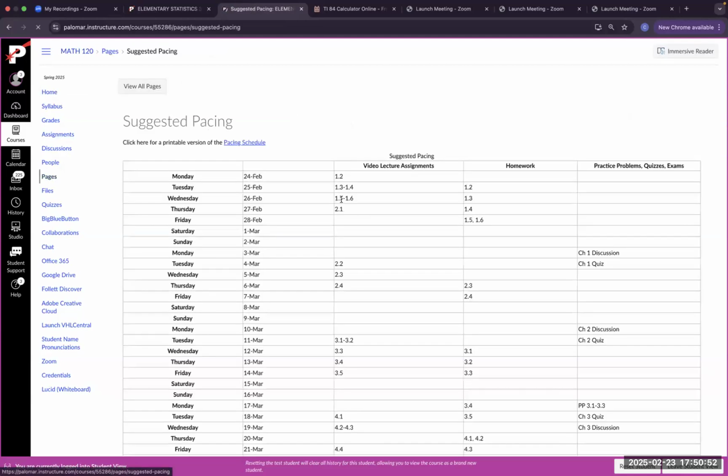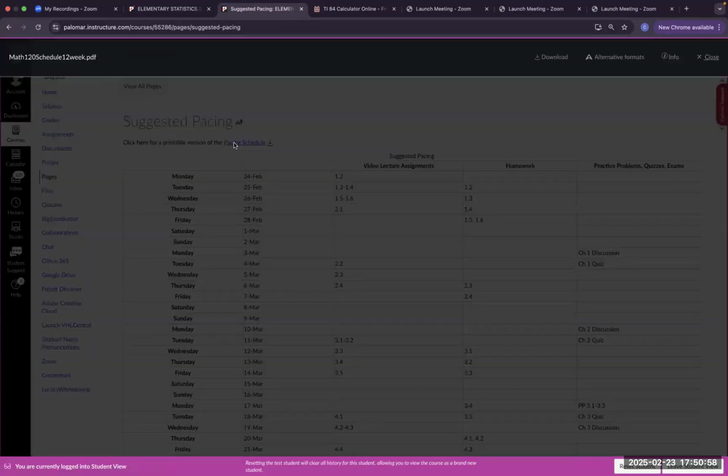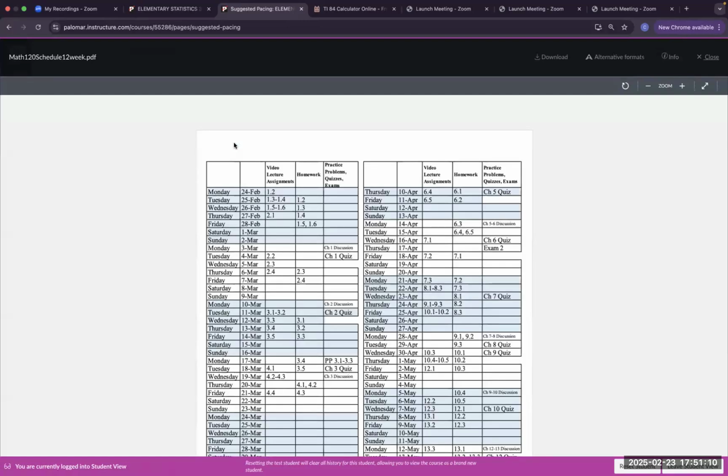This here is a link to the suggested pacing schedule. I actually like this view of the suggested pacing schedule better than that one. I put it as a PDF because it's nice to be able to print it out as one page. In previous semesters, I've had students who just print it out and check it off as they go, so they can keep pace with the class.